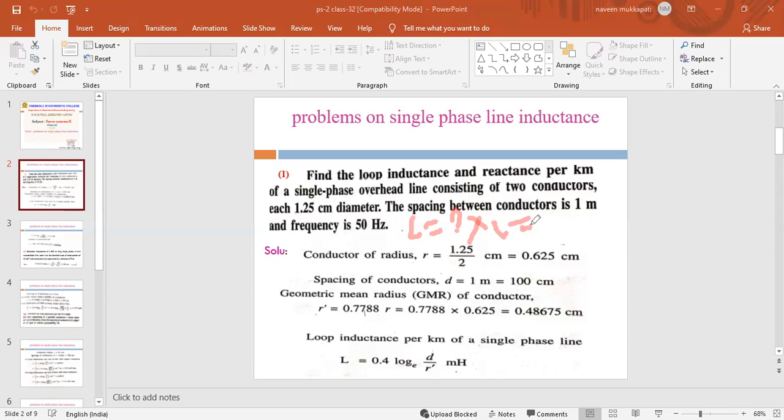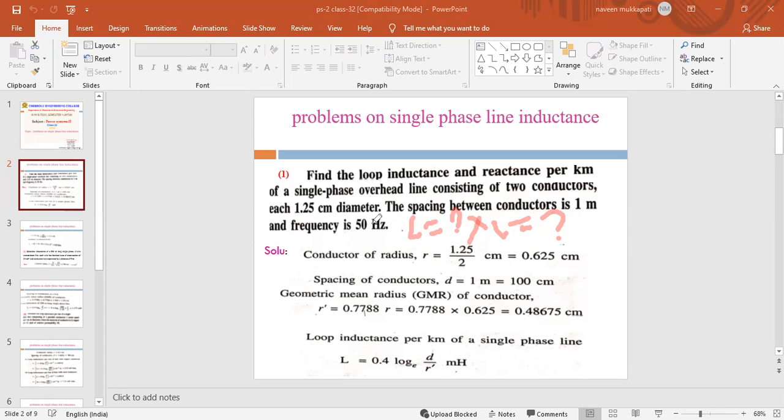The XL means the inductive reactance of a single phase overhead line consisting of two conductors. Each conductor has a diameter of 1.25 centimeters. The spacing between the conductors is 1 meter. The distance between the two conductors is 1 meter.